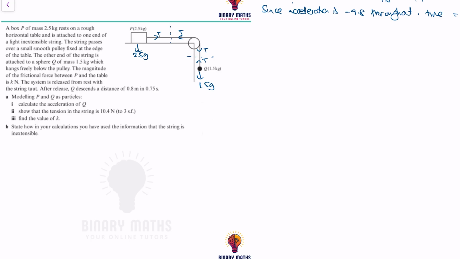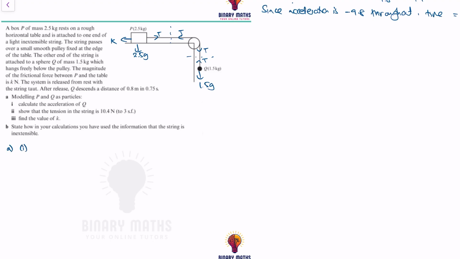The string passes over a small smooth pulley fixed at the edge of a table. The other end of the string is attached to a sphere Q of mass 1.5 kg, which hangs freely below the pulley. The magnitude of the friction force between P and the table is K newtons. So K going backwards. The system is released from rest with the string taut. After release, Q descends a distance of 0.8 meters in 0.75 seconds. Modeling P and Q as particles, calculate the acceleration of Q.